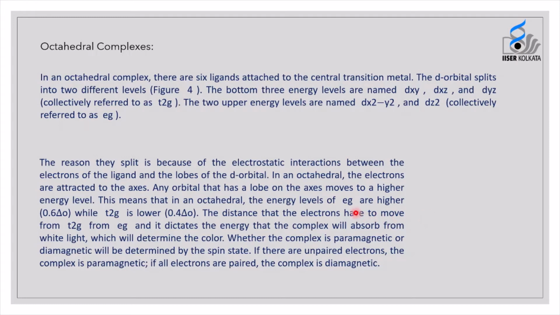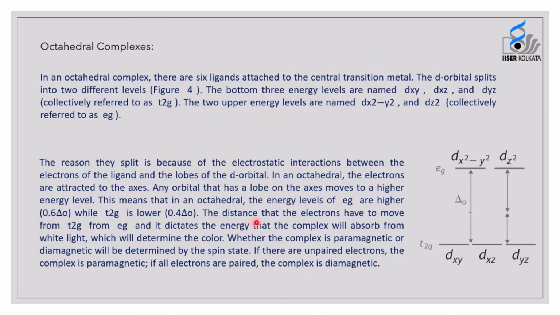So in this paragraph, some things are similar to what I noticed in the previous slide, and there are some important things also. Six ligands will come, and these are the orbitals we have previously studied. The reason they split is electrostatic interaction, and the electrons are attracted to the axis. An orbital that has a lobe on the axis will have a higher energy level. This means the octahedral energy level of eg is higher, 0.6 delta, while t2g is lower.